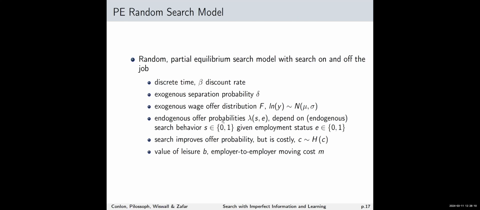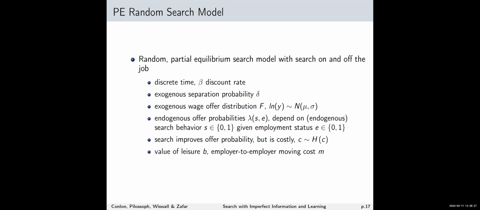Okay, so let me walk you through the framework that we're going to use to interpret this data. The basics, the simple part, is we're just going to have a random partial equilibrium search model with search on and off the job. Search is going to be endogenous. So we're going to work in discrete time.